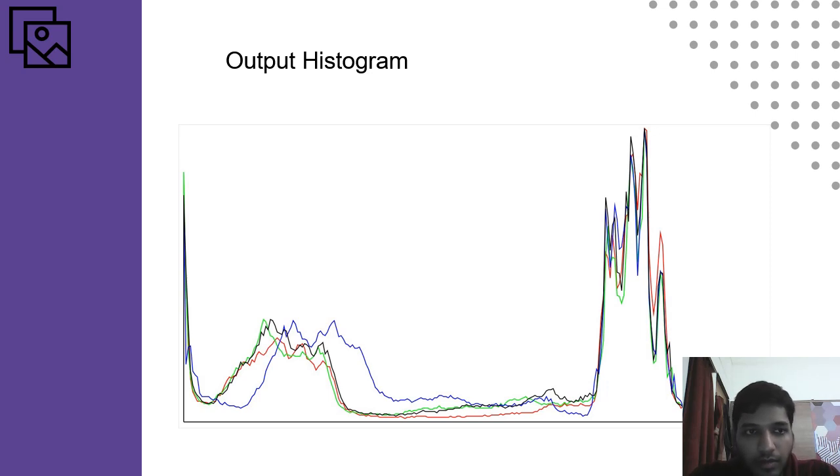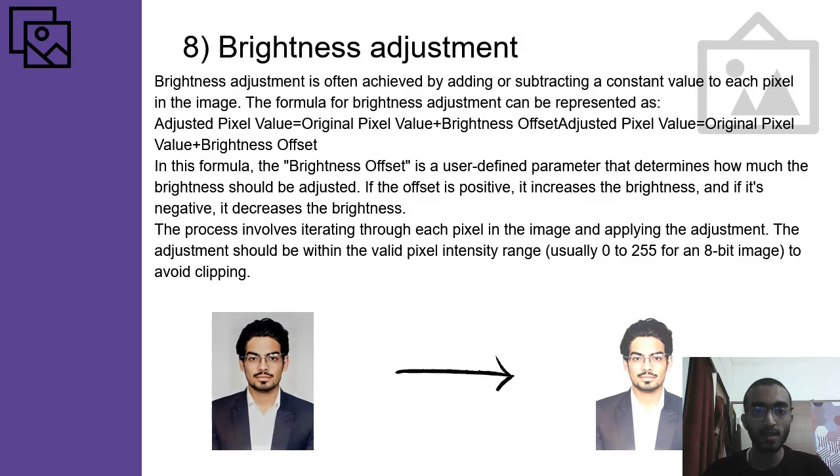Now our members will continue the same. Brightness adjustment method. Brightness adjustment in image processing involves modifying the intensity of each pixel in the image. The adjustment is achieved by the formula: adjusted pixel value is equal to original pixel value plus the brightness offset. Here the brightness offset is a user-defined parameter that determines the amount of adjustment.